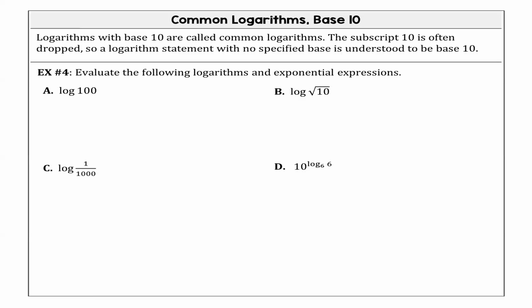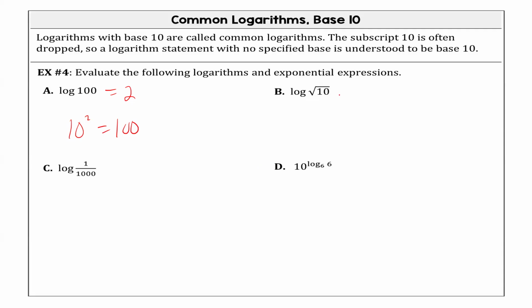Okay. So when you're evaluating the common log, you're simply asking yourself, 10 to what power equals this, right? How can 10 to what power equals 100? That's all you're asking yourself when you're looking at common log. Okay. Does that make sense? So when you're looking at common log, you're saying to yourself, 10 to what power equals the argument. All right. So this one would be 2 because 10 squared equals 100. Agree?